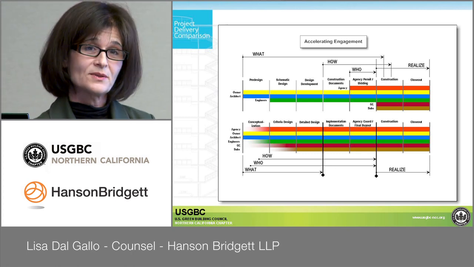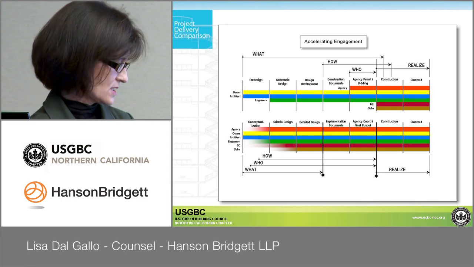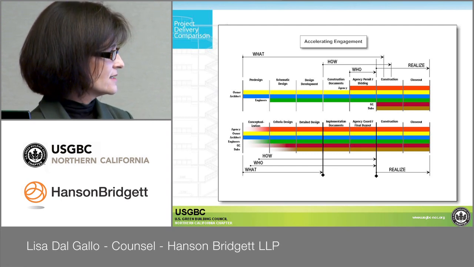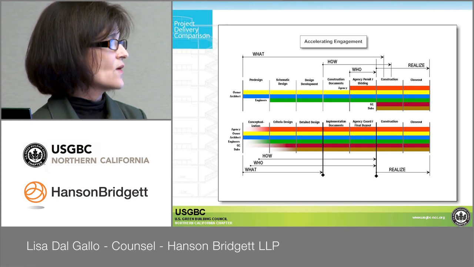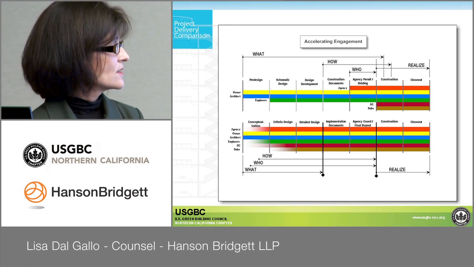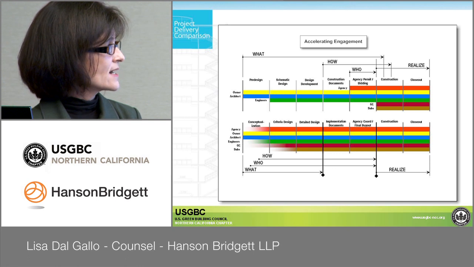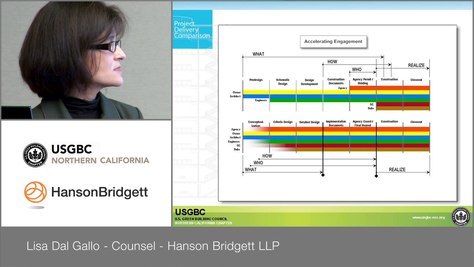They know who's going to build it pretty early because they have all key people involved back here, and anybody else is getting involved through the buyout phase in here. And they know how they're going to do it right after the agency issues permit. So everything is much, much earlier.